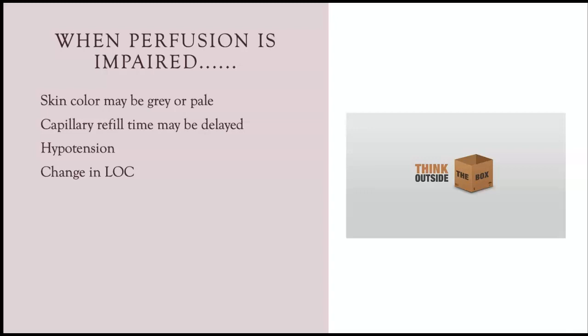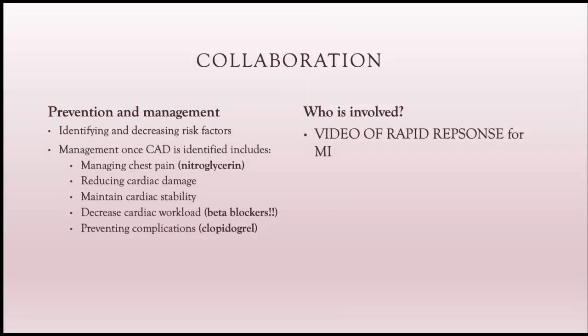The brain requires a lot of blood, so if it's not perfused properly, we may see a change in level of consciousness. The client may be lethargic, or we could see some confusion. If perfusion is impaired over a long period of time, we can also see a decline in kidney function because the kidneys aren't getting the blood, oxygen, and nutrients that they need. So collaboration. What are our goals for this patient?